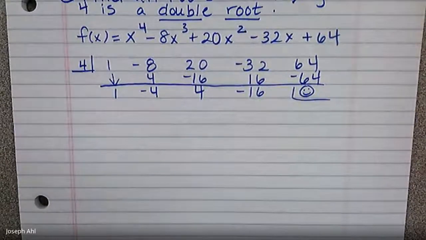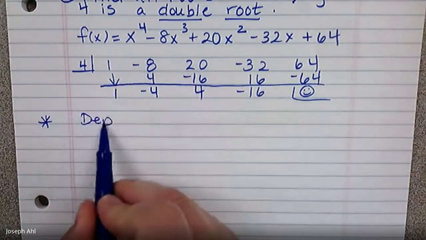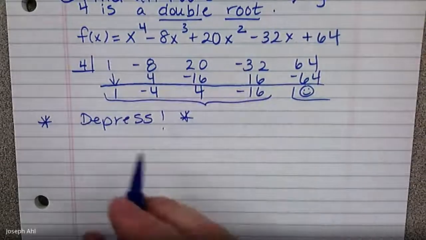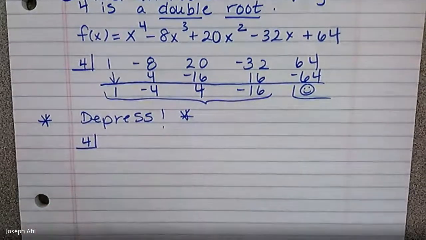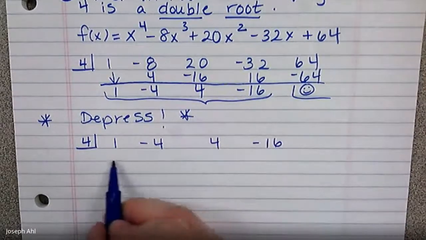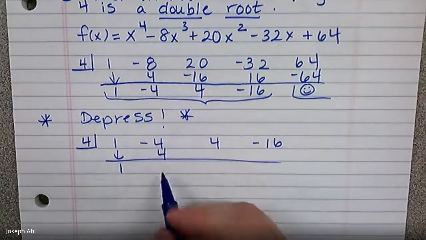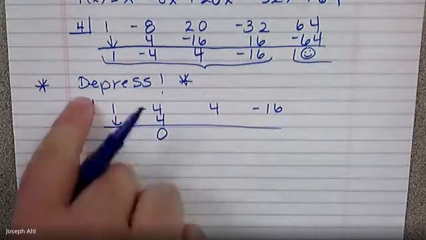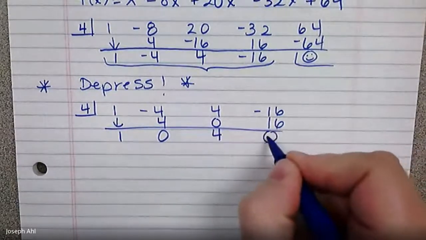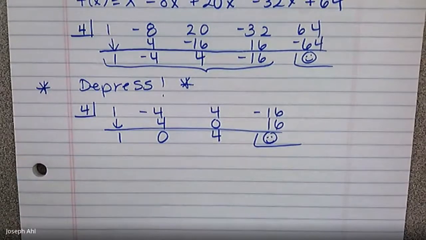I'm telling you 4 is a root. And not only is it a root, it's a double root. So now make sure you depress the equation, because this is the coefficients of a cubic polynomial. So you're going to test 4 again, since it's a double, but now in the coefficients 1, -4, 4, and -16. So we get, bring down the 1, 1 times 4 is 4, plus -4 is 0. Okay, that's weird. 0 times 4 is 0, plus 4 is 4. 4 times 4 is 16, plus -16 is 0. And we found it was a root a second time because of the nature of a double root.